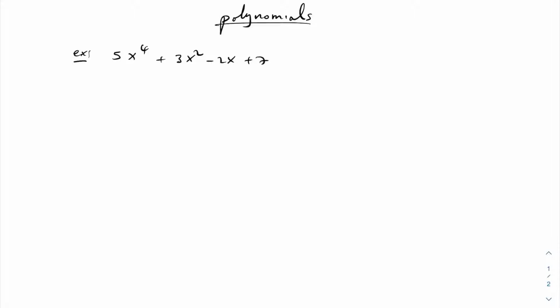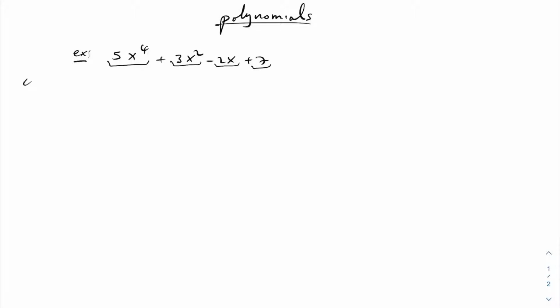Remember that terms are just algebraic expressions that are separated by pluses and minuses. So in this particular one here, you're going to have 4 different terms making up this polynomial. The first one is going to be 5x to the power of 4, and then 3x squared, and then negative 2x, and then plus 7.